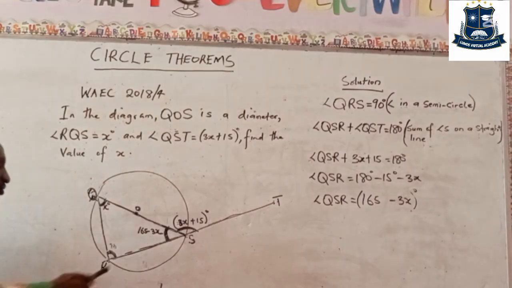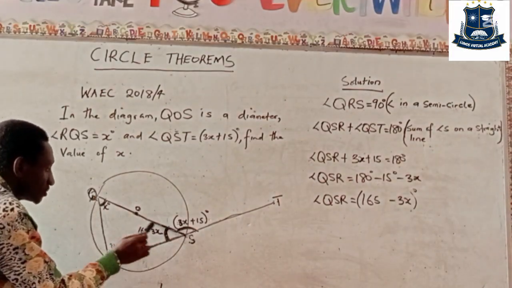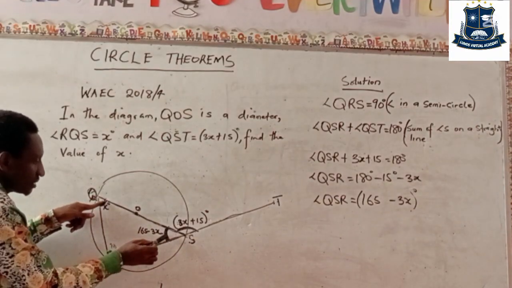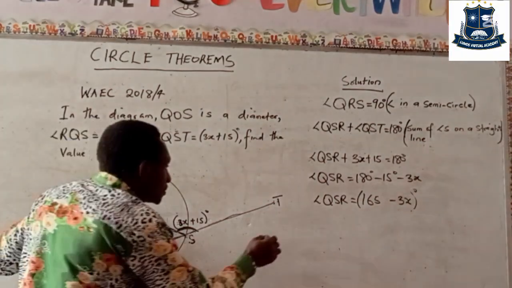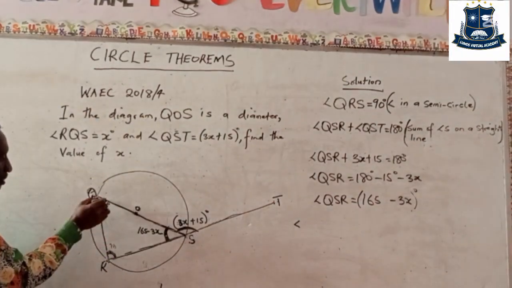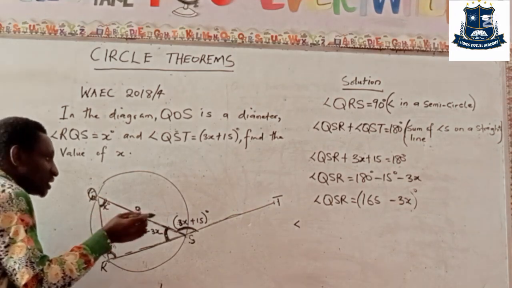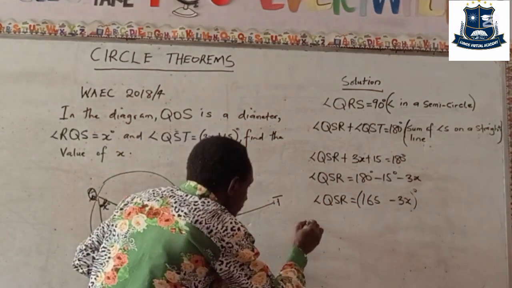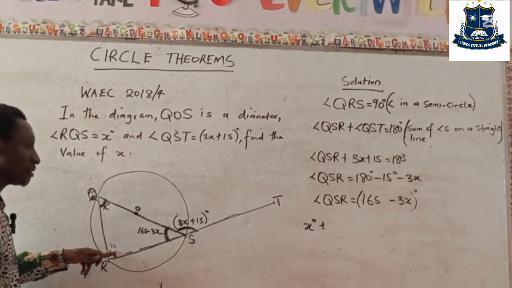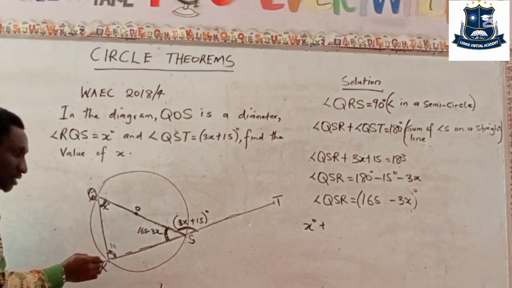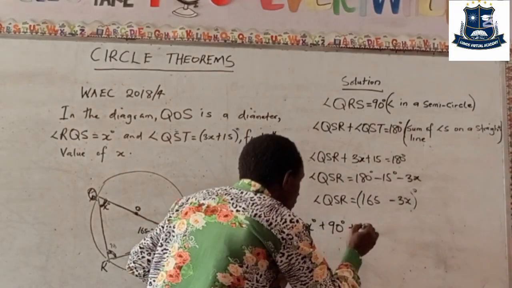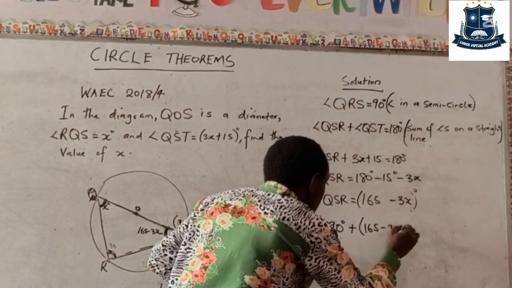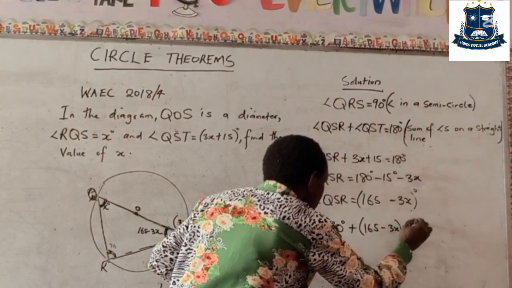Now I know this angle. Even though there is x, I can now apply angles in a triangle. And this is my triangle, and the angles inside the triangle are this, and this. So I can use angles in the triangle to find my x. I can call this angle x, plus here, remember we use the theorem to know what here is, which is 90 degrees, plus here, 165 minus 3x, all equals 180 degrees.